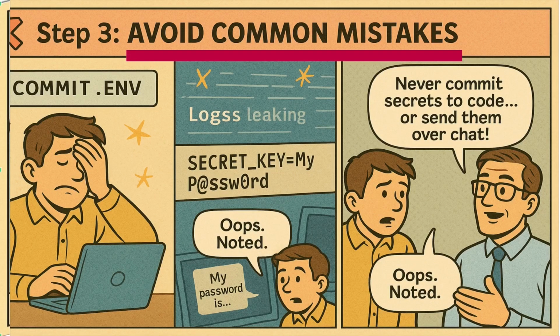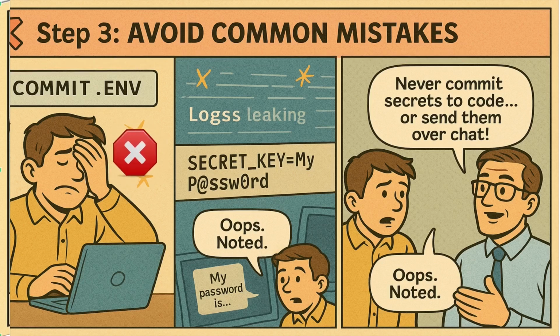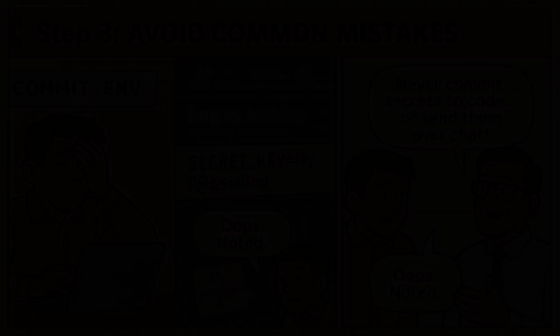Step 3. Avoid common mistakes. Here's what not to do. Don't commit .env files or secret values to source control. Don't echo secrets into logs, even in debug mode. Don't reuse the same secrets across environments, like dev and production. And never share secrets through chat, email, or screenshots.